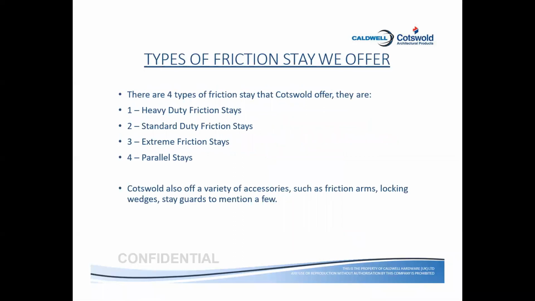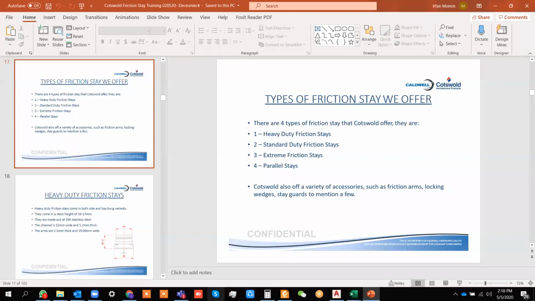Okay. Types of friction stays we offer are heavy duty friction stay, then standard duty friction stays, extreme friction stays, and parallel stays, and a variety of other accessories such as friction arm locking wedges and stay guards, to mention a few. Okay. Coming to next slide.